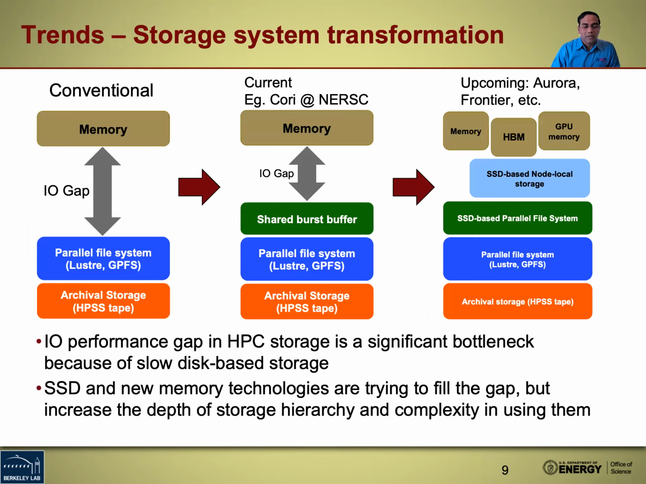So if we take a quick look at the trends of storage systems over the past decades, for a long time conventional storage systems typically had three layers: memory, a parallel file system, and the archival system, where you store the data for a very long term. But the speeds of memory and parallel file system are very different. Typically, the parallel file system is built with hardware devices, the hard disks.